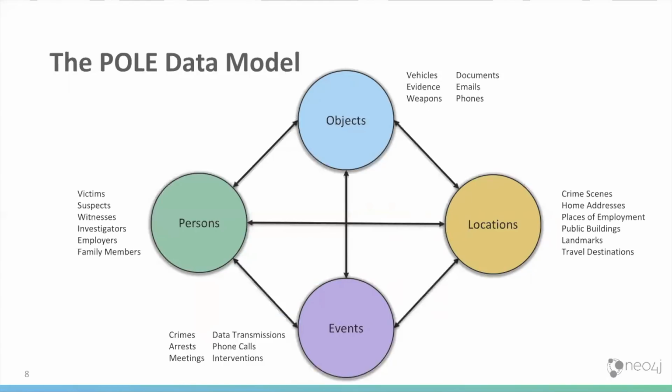Locations could be a crime scene, somewhere the crime happened, a home address, a place of employment, a public building, any sort of physical location. And then an event could be a crime, which is really what we'll be talking about today in our demo. It could also be an arrest, a meeting, a phone call. And all of these things can be related to one another, right?